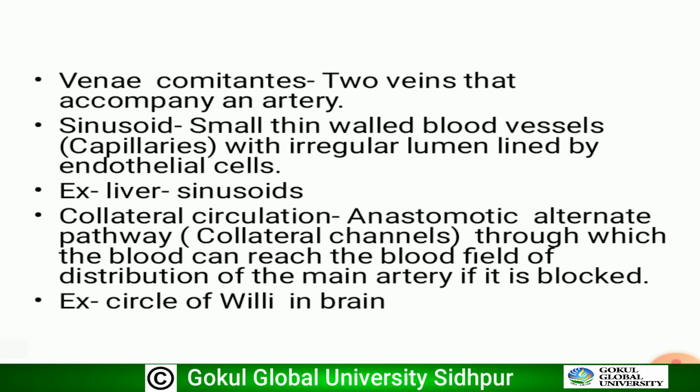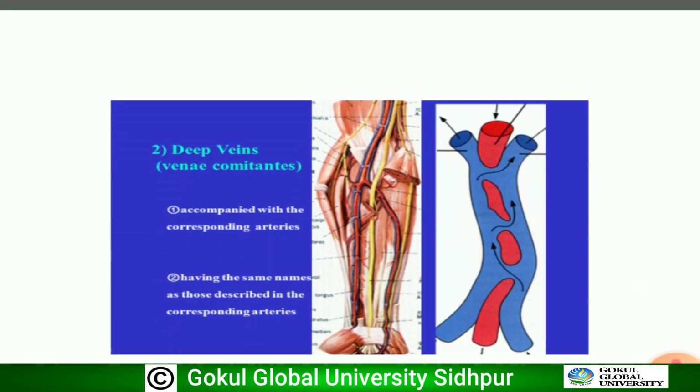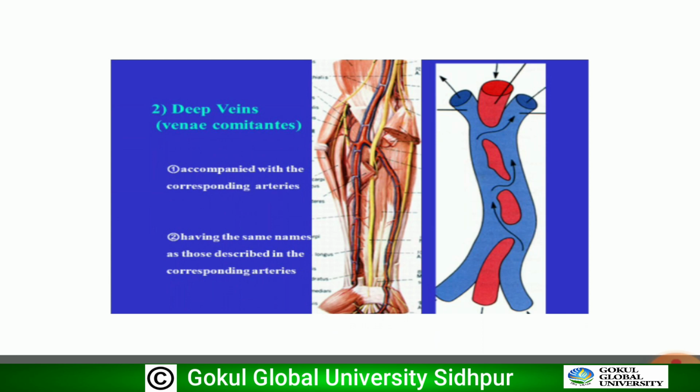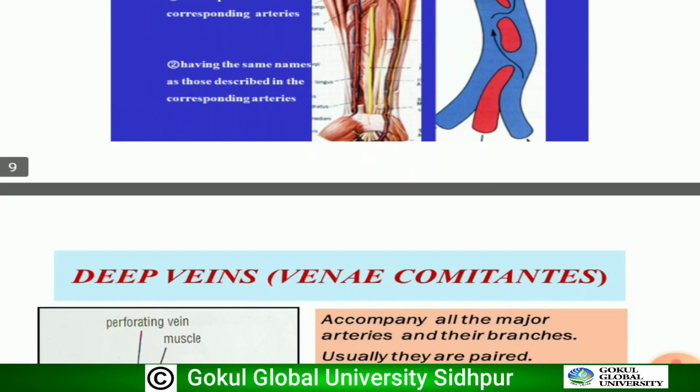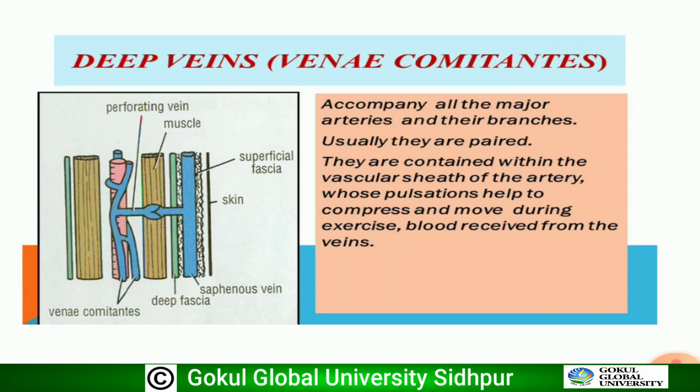Venae comitantes, 2 veins that accompany an artery. Okay. In short, this is the diagram of venae comitantes, 2 veins accompanying an artery. Okay. They accompany all the major arteries and their branches.